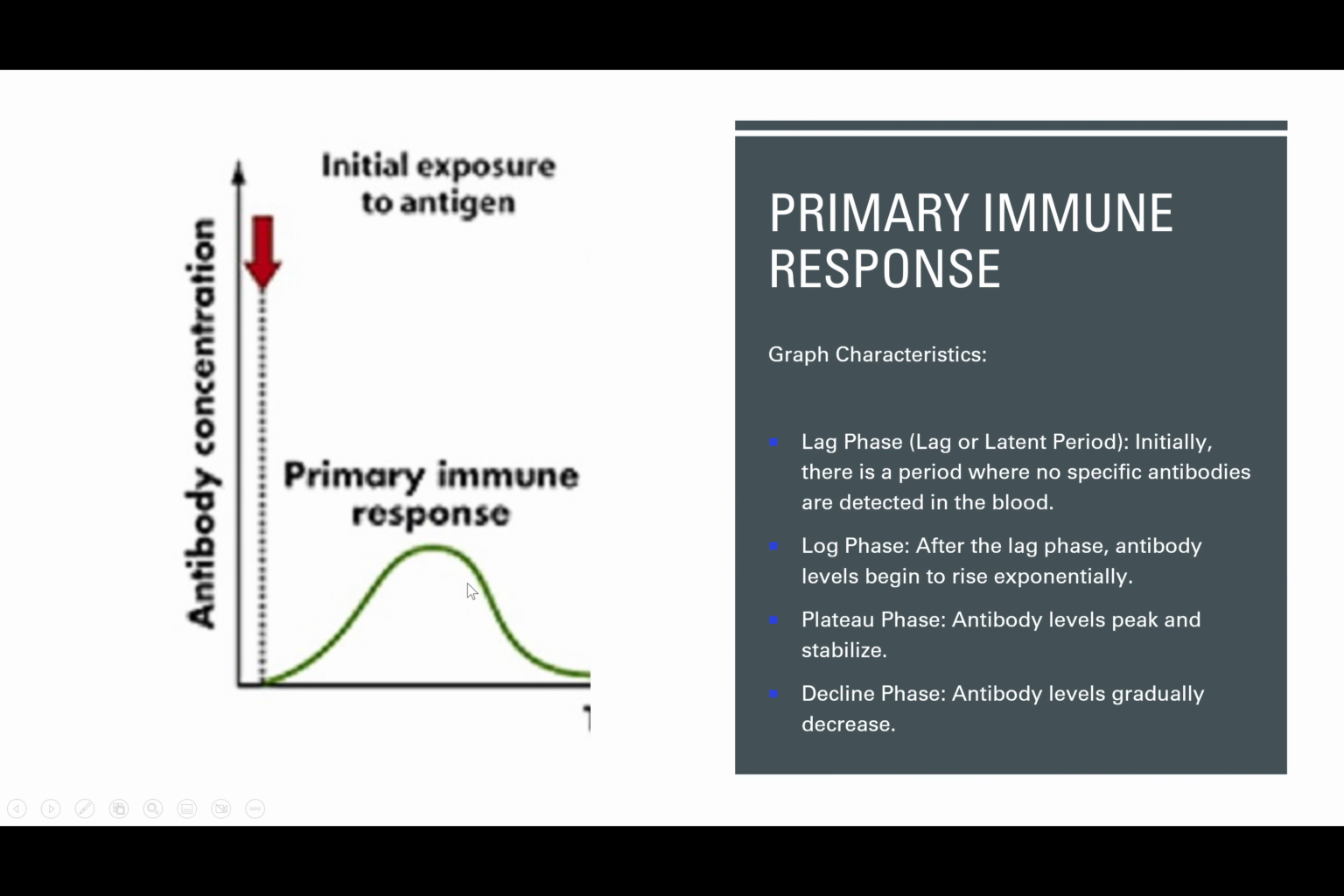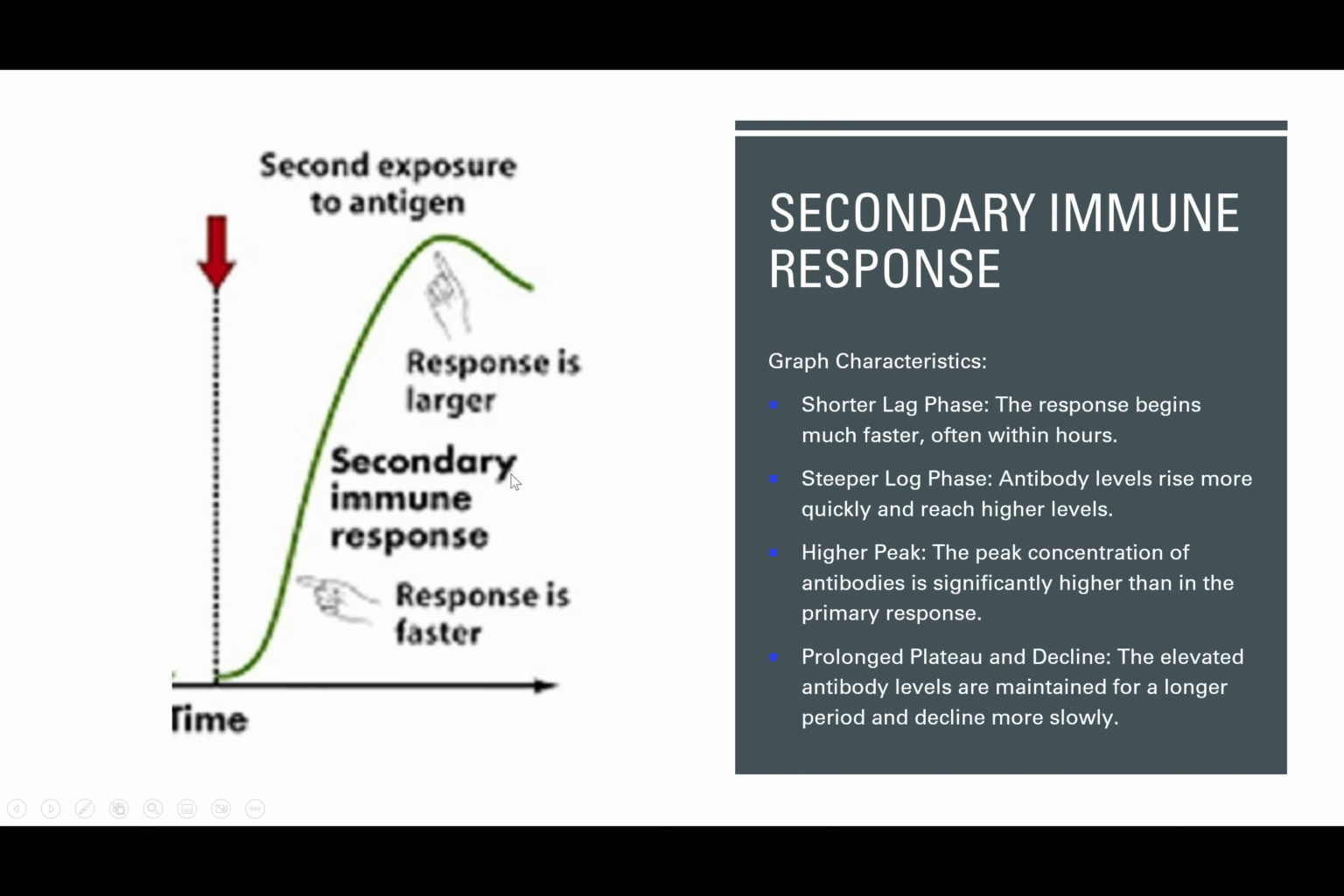The secondary immune response now, we have a much shorter lag phase. Since this antigen has been here before, the memory cells recognize it much quicker. And the log phase is much steeper. Antibodies rise in their levels quickly and reach much higher levels. There's a high peak where you have peak concentration of antibodies, which is significantly higher than the primary response, and they have a prolonged plateau. So you'll come down into a prolonged plateau, and then decline.